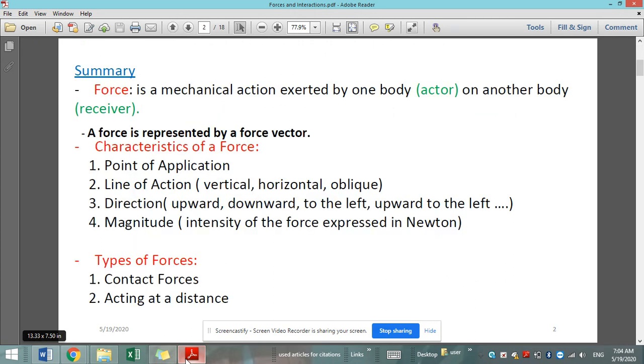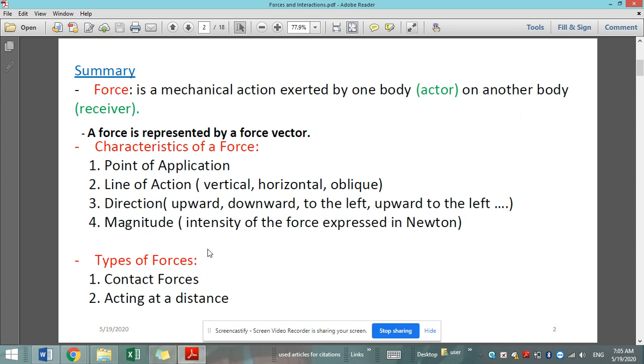As a summary, we define the force to be a mechanical action exerted by one body, which we call the actor, on another body, which we call the receiver. A force is represented by a force vector because it's characterized by its point of application, line of action, direction, which could be upward, downward, to the left, depending on whether the line of action is vertical, horizontal, or oblique, and the magnitude, which represents the intensity of the force expressed in Newtons.